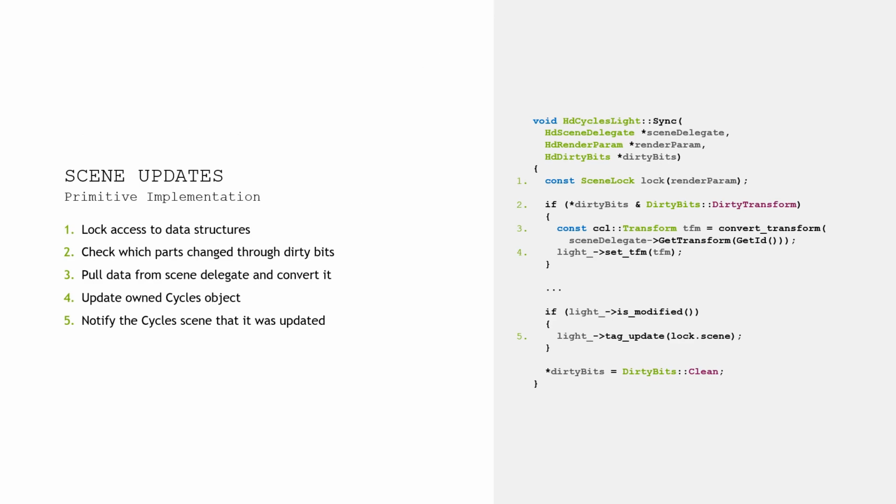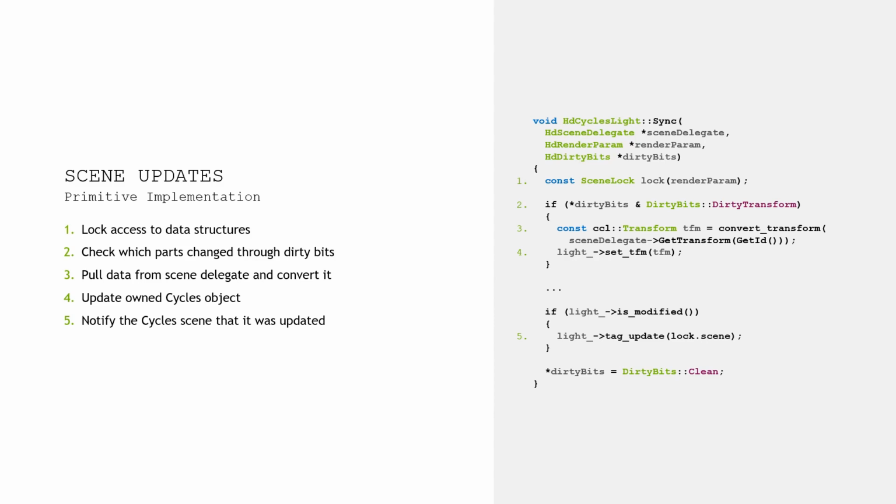The overall structure is very similar in all the various supported rprim and sprim types. First, the aforementioned lock is entered to ensure there is no data corruption when multiple threads try to access the scene. Secondly, we can check which parts of the primitive were changed, as passed in by Hydra via a bit field of dirty bits. For those parts that did change, we then must pull the new data from the scene delegate, convert it into a representation understood by Cycles, and update the associated Cycles object.